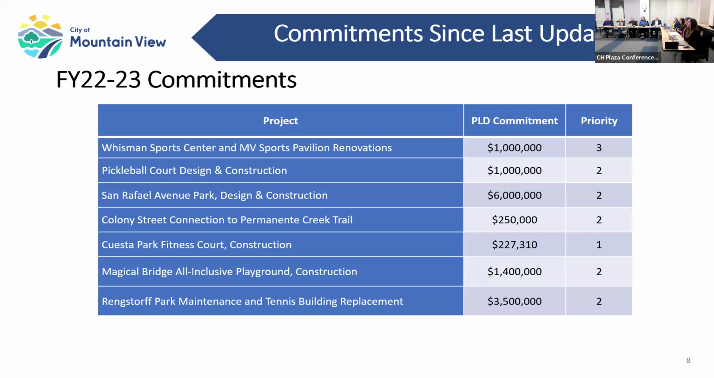This is a project to enhance the existing trail by adding a residential neighborhood connection at the eastern terminus of Colony Street. The next one was around $227,000 for the Cuesta Park Fitness Court. These were additional funds for the construction of that project. The next one was $1.4 million to the Magical Bridge All-Inclusive Playground Project, and that was, again, additional funds for construction. And then the last one was $3.5 million for construction for Ringstorf Park maintenance and tennis building replacement.